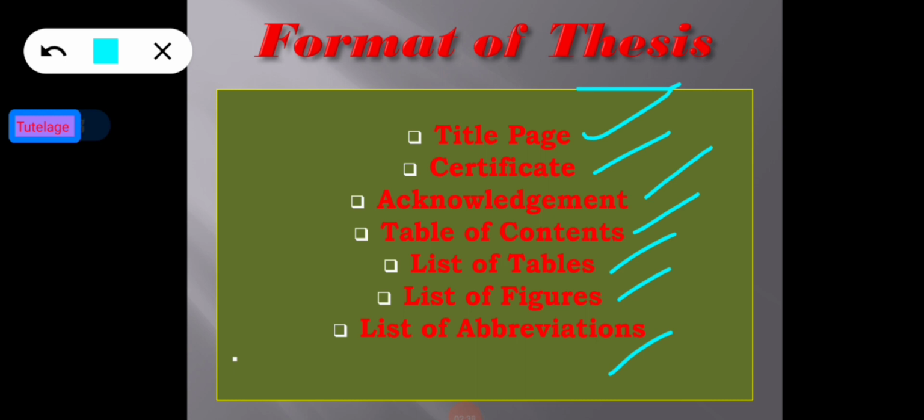So the first page is the title page, because the title page mentions the title of the study along with the name of the author and supervisor, the name of the institution, and the year of submission. Now going to the second page, that is the certificate. The certificate states that the thesis is the original work of the author and all the sources referred to have been cited.